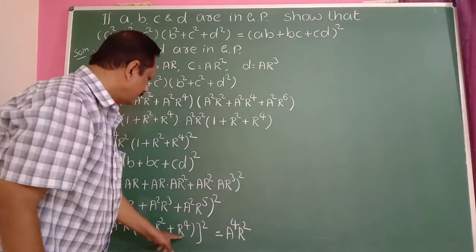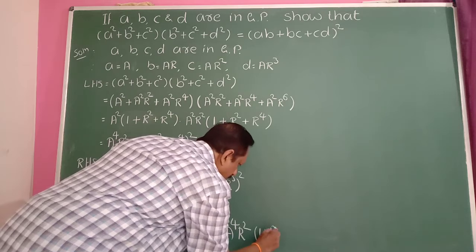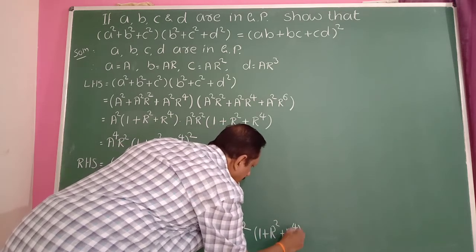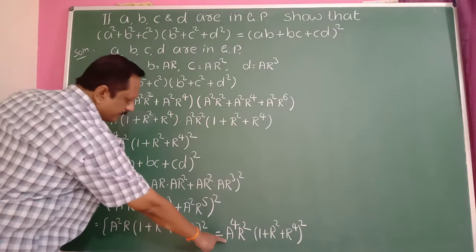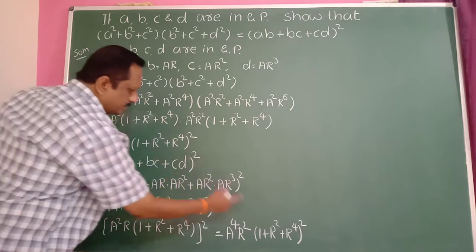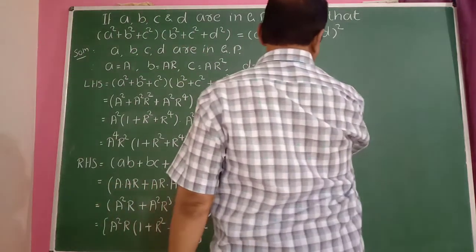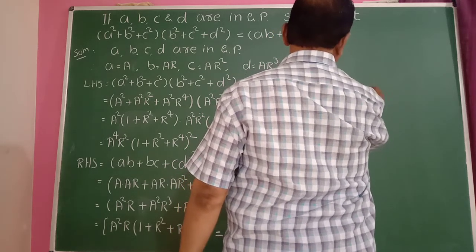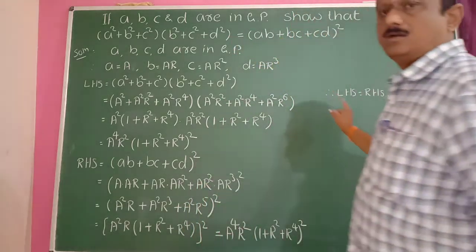And this term raised to 2 here. 1 plus r square plus r raised to 4. It's a square here. Just observe here. A raised to 4 is the r square. And these terms are same. Therefore, LHS equal to RHS here. Therefore, LHS is equal to RHS here. So, this is how we call it result.